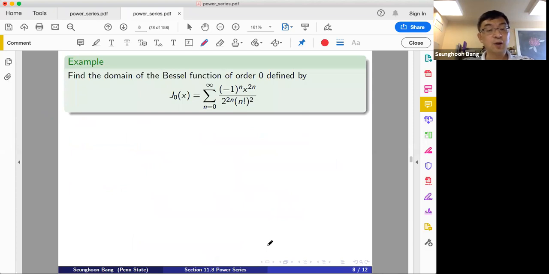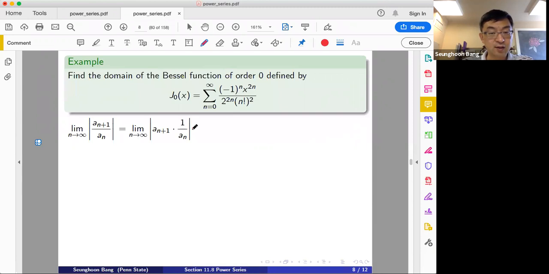Find the domain of a Bessel function of order 0 defined by J0(x) equals the summation from n equals 0 to infinity of (-1)^n x^(2n) over 2^(2n) times (n factorial) squared. Same as before, we use the ratio test.